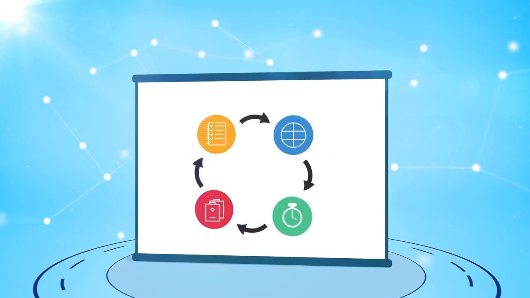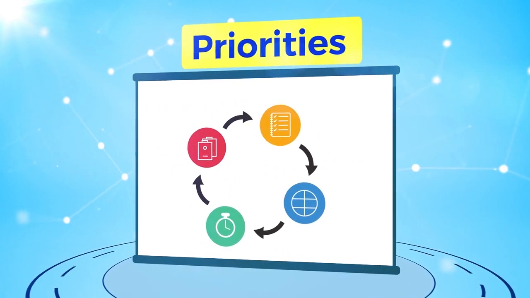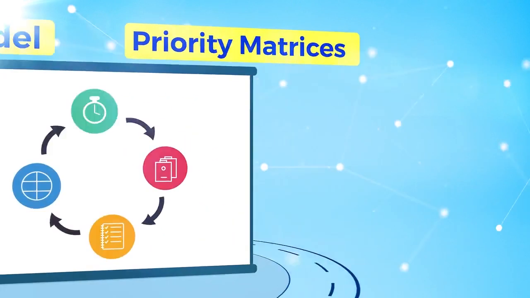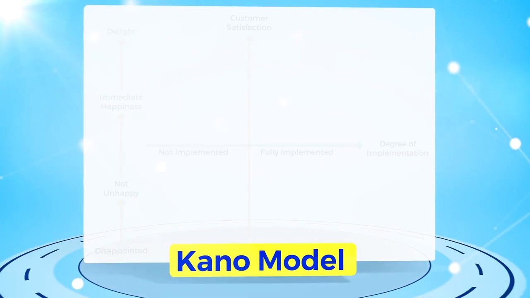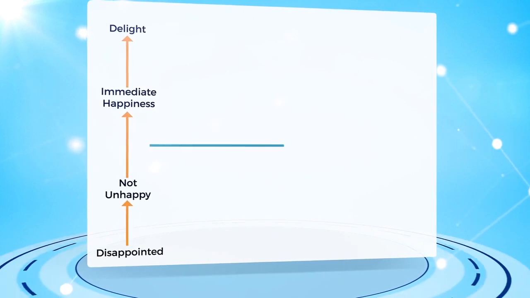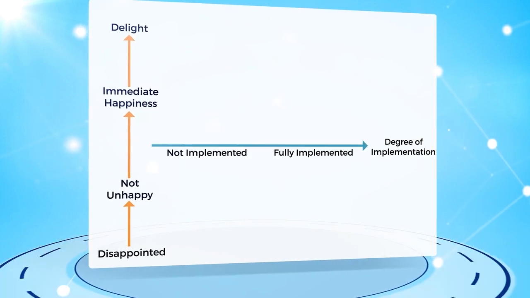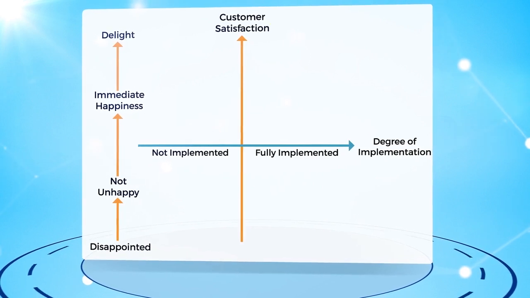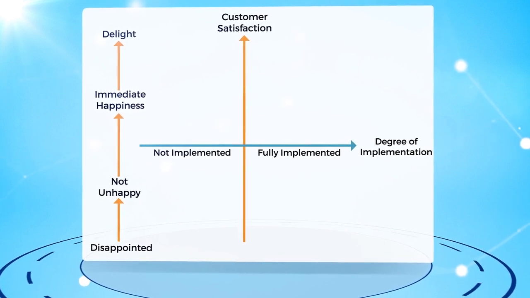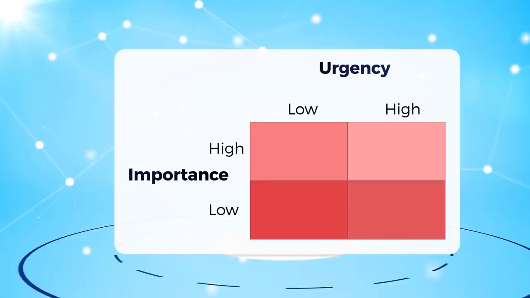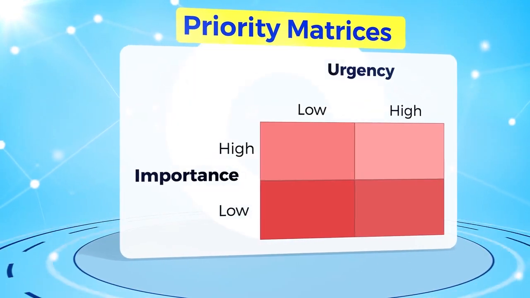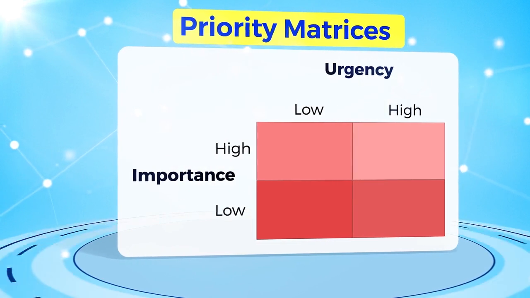Two very useful tools for prioritizing requirements in an Agile project are the Kano model and priority matrices. The Kano model is a graph-based tool that plots the degree of implementation of the user stories or requirements against the degree of customer satisfaction generated by developing or implementing those user stories. Priority matrices use a 2x2 matrix to compare two variables to one another.